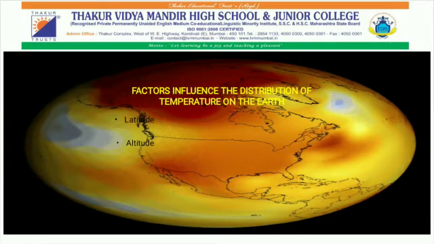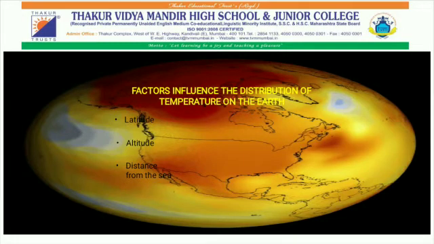As you go higher from the earth's surface, the air becomes cooler. So as you go high, the temperature goes down and vice versa. There is an inverse relationship between altitude, that is height, and the temperature. The third factor is distance from the sea.